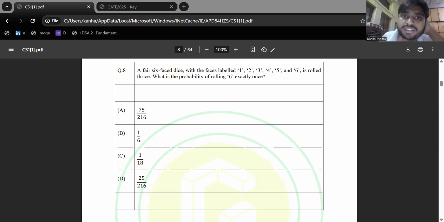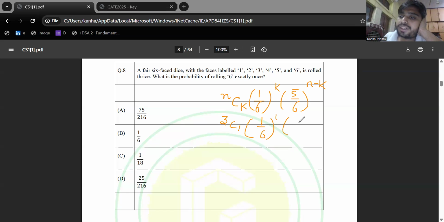Now, one of the direct solutions to this: if you want, in total, n rolls and you want exactly k 6s, use nCk. The probability to get a 6 from a dice is 1 by 6. The probability to not get a 6 is 5 by 6. So it is nCk times 1 upon 6 to the power k into 5 by 6 to the power n minus k. You can substitute the values: 3C1, 1 upon 6 to the power 1, 5 upon 6 to the power 2.